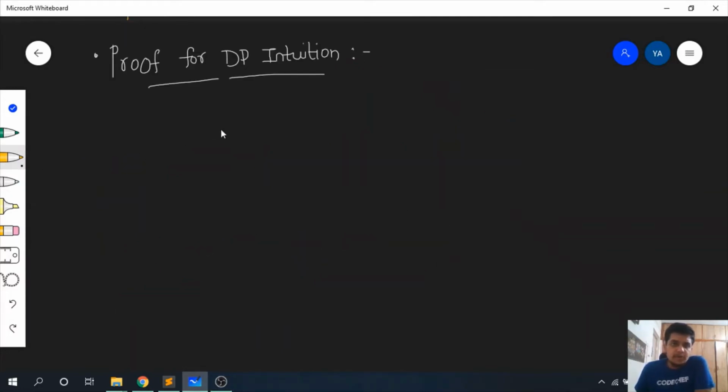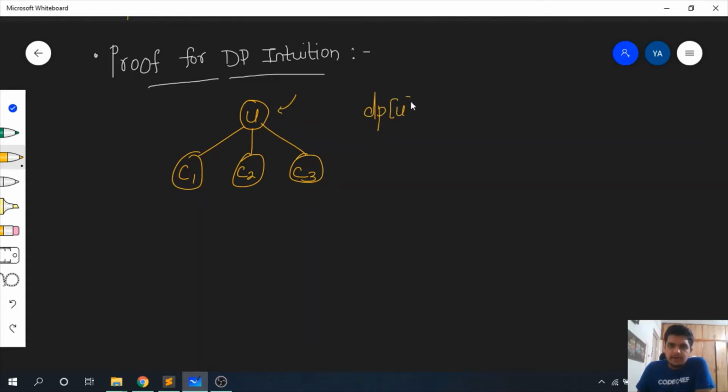So for the proof, let us start with an example. Let us take our node U and let us take it as having three children, C1, C2 and C3. So what is the number of topological orderings for node U? So TP of U is obviously equal to 3 factorial, because all these nodes can be interchanged in any way we want. So dp of u will be equal to 3 factorial.